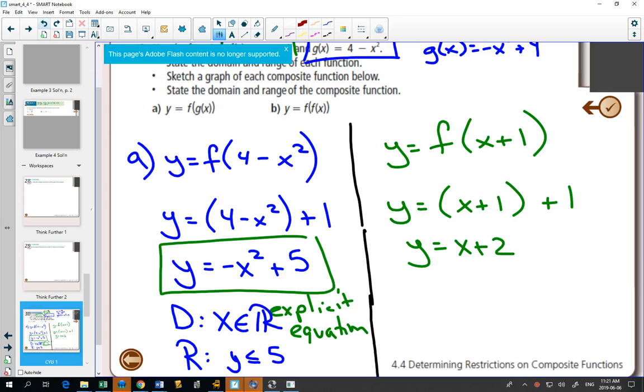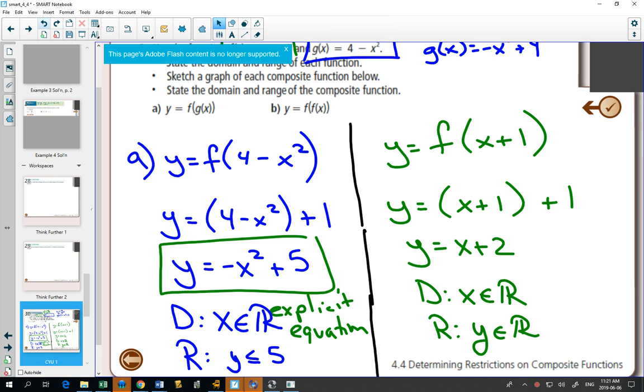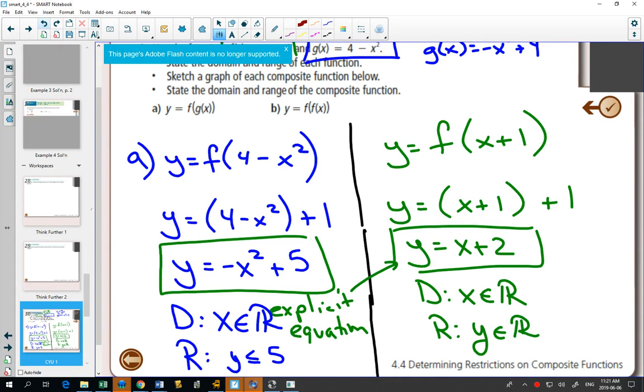What kind of equation is this? What kind of graph is this? This is a line. Its domain is everything. Its range is everything. Again, this is the explicit equation. And so we can find the new domain and the new range once we found the explicit equation.